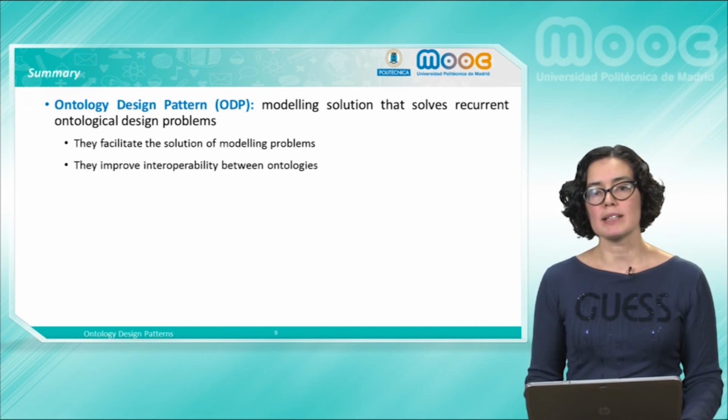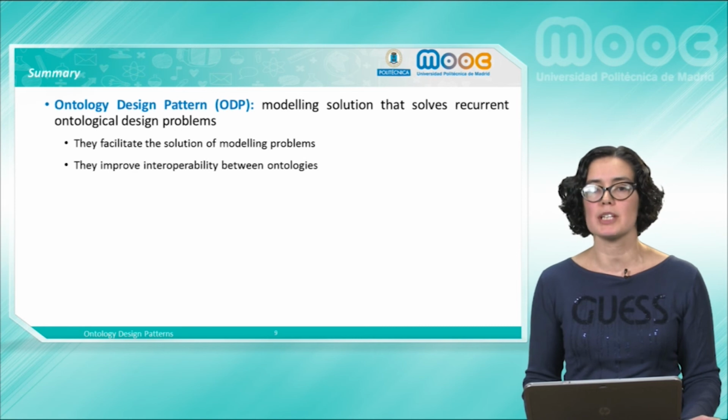Ontology design patterns are modeling solutions that solve recurrent problems of ontology design. They facilitate the solution of design problems mainly during the ontology conceptualization. And they also improve interoperability between ontologies through the use of proven solutions and best practices.